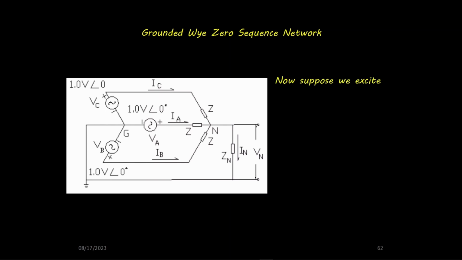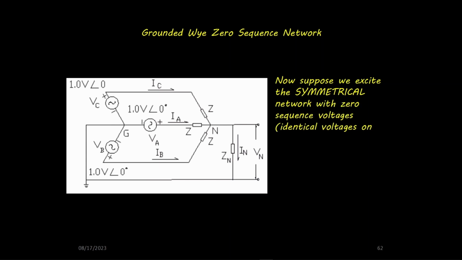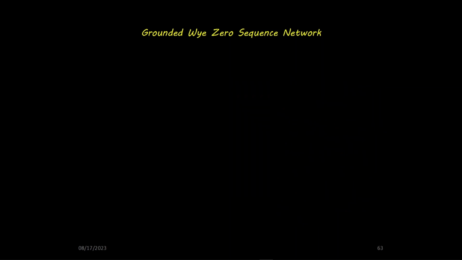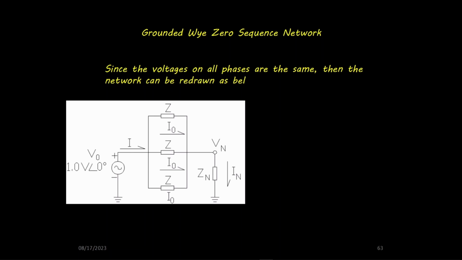Now suppose we excite the symmetrical network with zero sequence voltages, identical voltages on all phases, that is, the source voltages have the same magnitude and the same phase. What are the voltages and currents in the network? Since the voltages on all phases are the same, then the network can be redrawn as below. By Kirchhoff's law, V0 equals I times the quantity Z divided by 3 plus Zn.